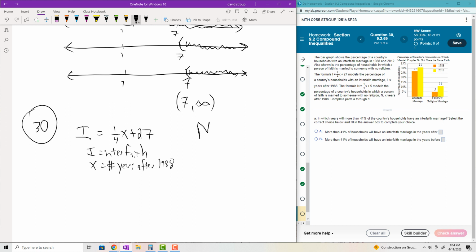And then we have the households where somebody of faith is married to somebody who is non-religious. That is given by the formula 1/4 x plus 5. So n would be, I'm just going to abbreviate, no religion. But it's really a mixed kind of thing. And then x, again, is a number of years after 88.